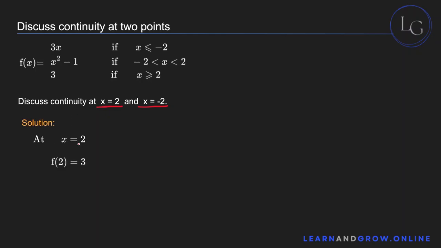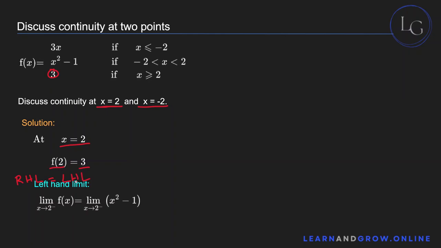So at x equal to 2, the actual value of the function is f of 2. And as you can see, when x is greater than or equal to 2, this also includes equal to 2, by the way. Since we have to see x equal to 2, the value of f of 2 is equal to this 3. Now let's discuss the left-hand limit and the right-hand limit. Remember, the rule is that continuity exists only if the right-hand limit is equal to the left-hand limit.